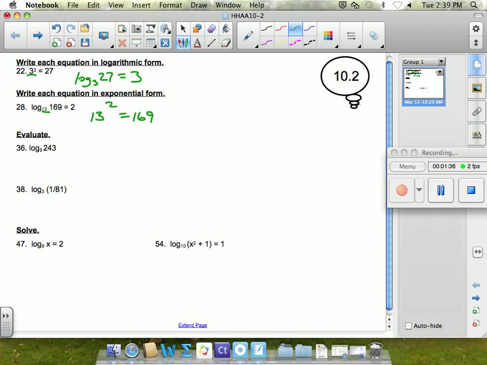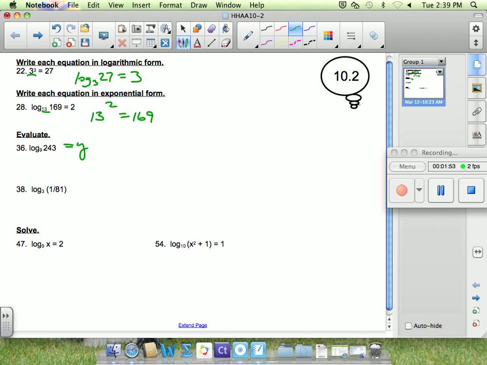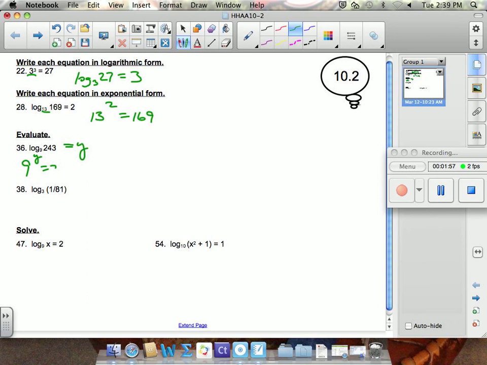Using that idea of switching forms allows us to tackle 36 and 38. With 36, we're trying to figure out log base 9 of 243 equals something. We just have to figure out what the something is. So to do that, I'm going to switch into exponential form. It becomes 9 to the y equals 243.